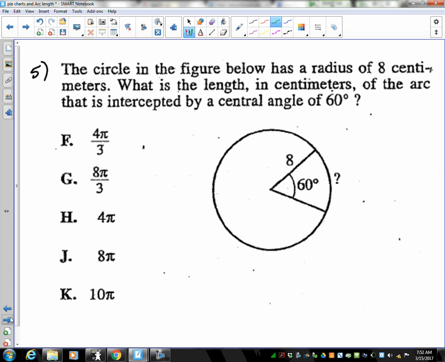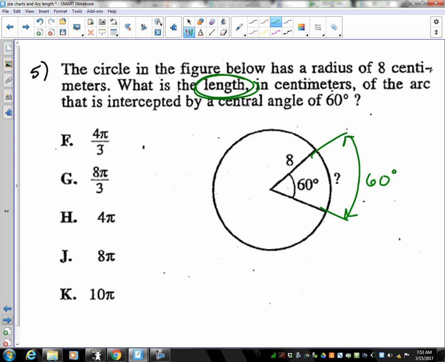Okay, now this says the circle in the figure below has a radius of 8 centimeters, and that's shown. What is the length in centimeters of the arc that is intercepted by a central angle of 60 degrees? Now, let's notice that this question here doesn't ask me about the measure of the arc, but instead it asks the length. Okay, so the measure of the arc would be 60 degrees, but the length is actually how long it is if I was to take it and stretch it out straight and to measure it.